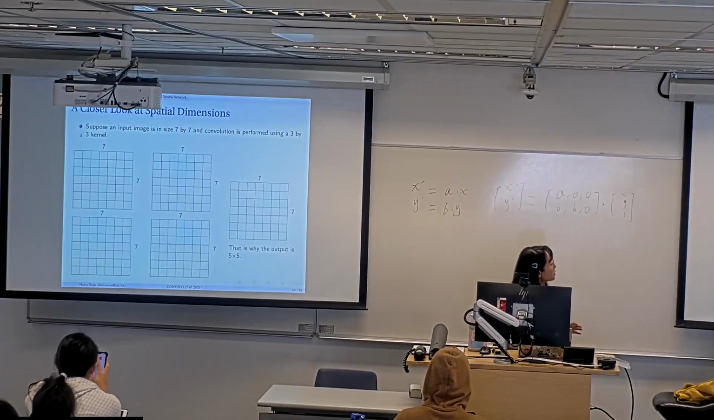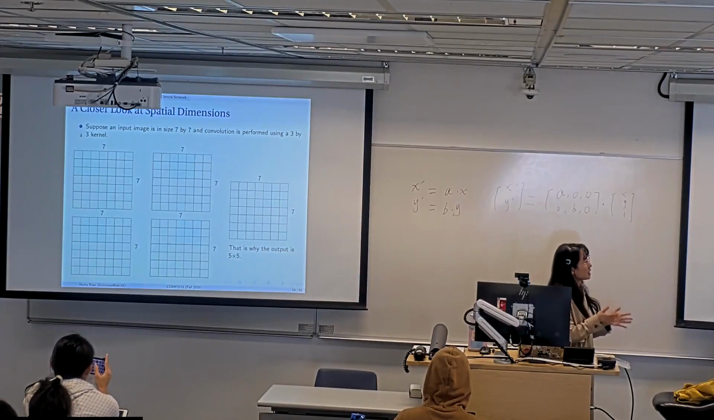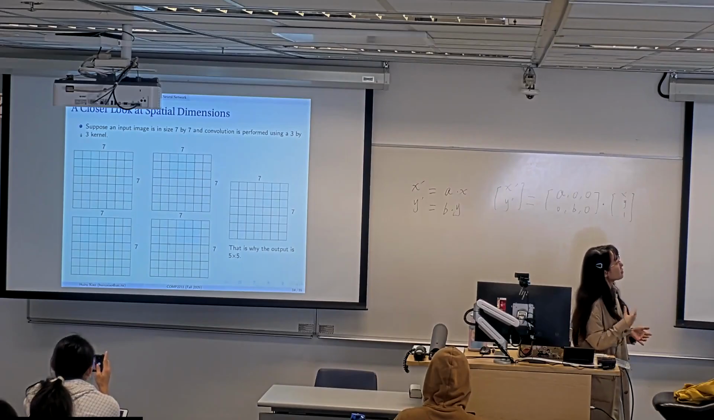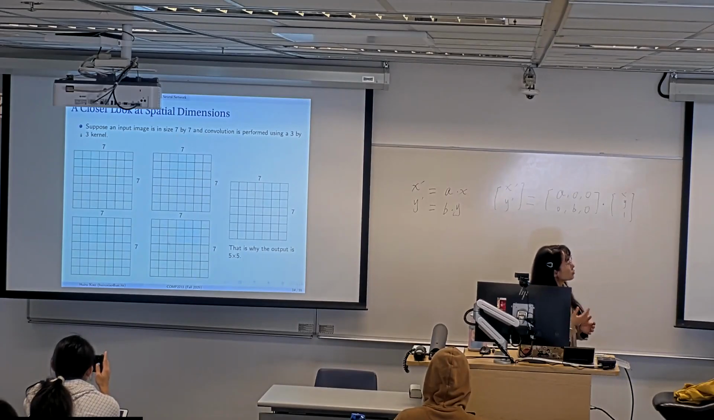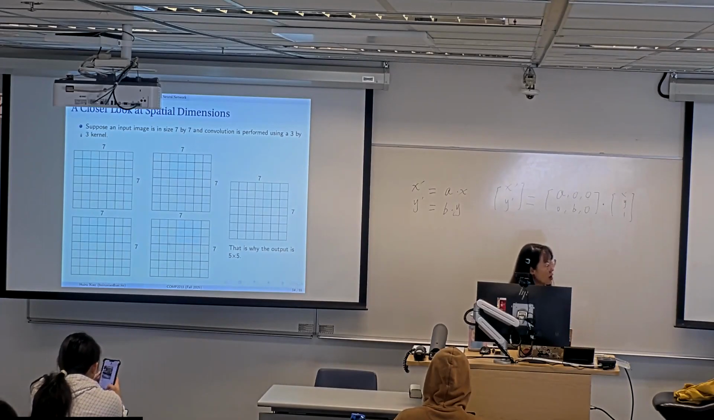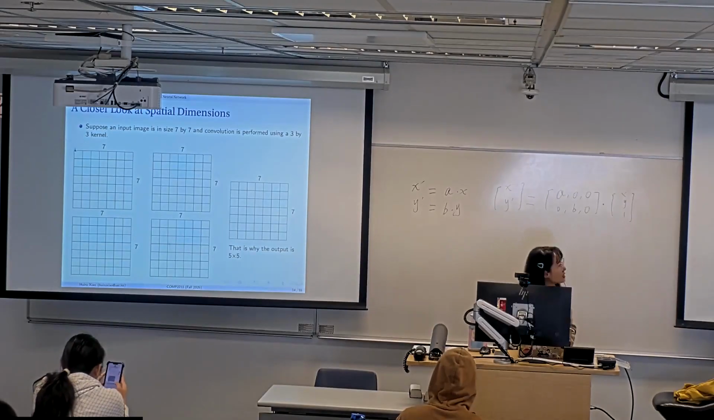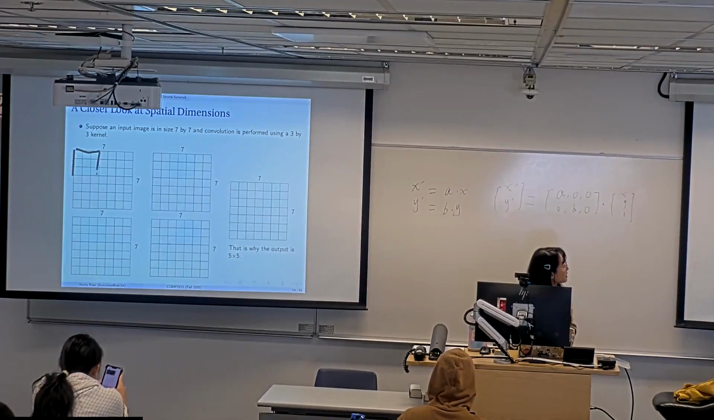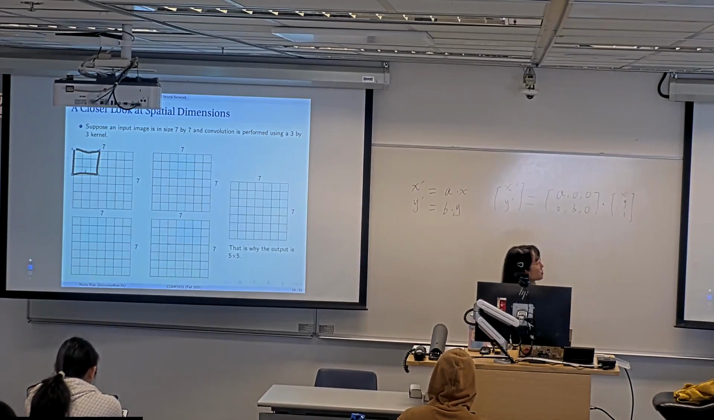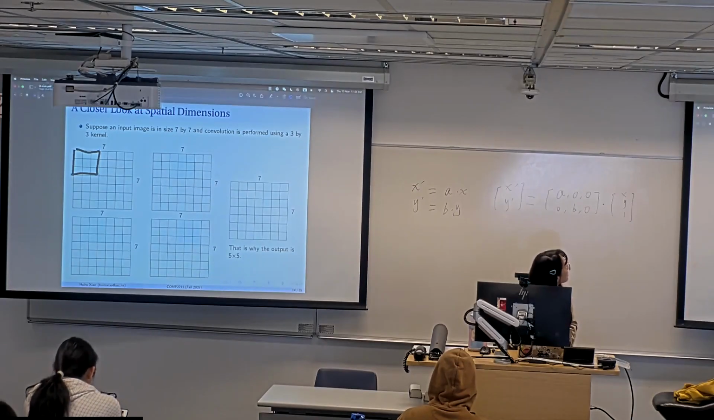So now suppose an input image is 7x7 and the convolution is performed using a 3x3 kernel. By default, we know that the stride is 1. So at the beginning, the kernel is here, overlapping with the first 3x3 image patch. If you use a different color, it will be better.